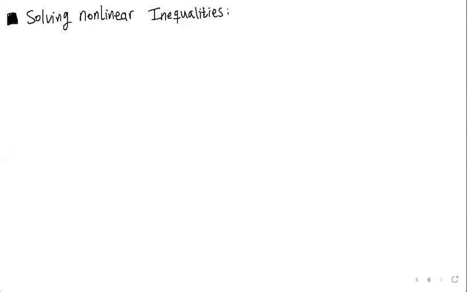Let me give you an example of a nonlinear inequality. Example: solve x squared minus 5x less than or equal to minus 6. First of all, this is not linear. Why? Why is this not a linear inequality?